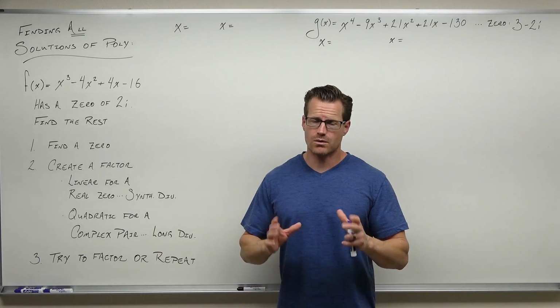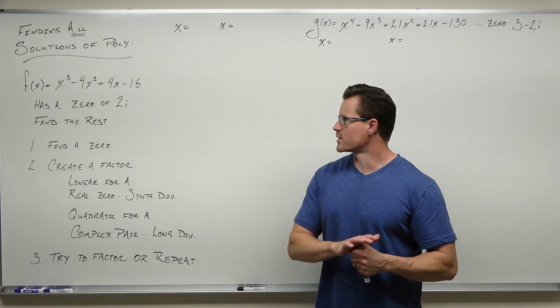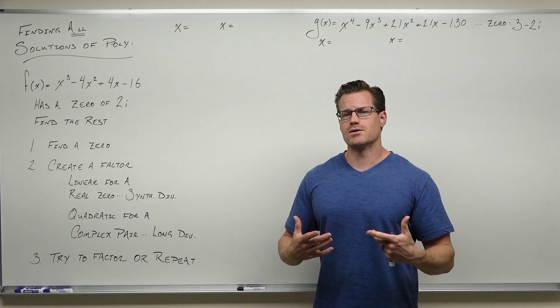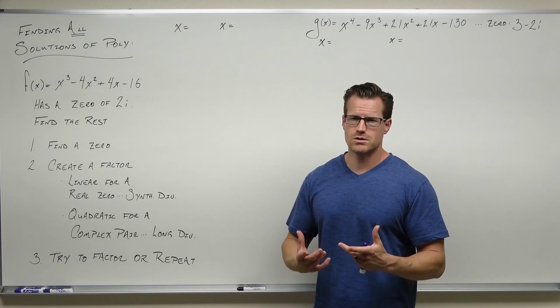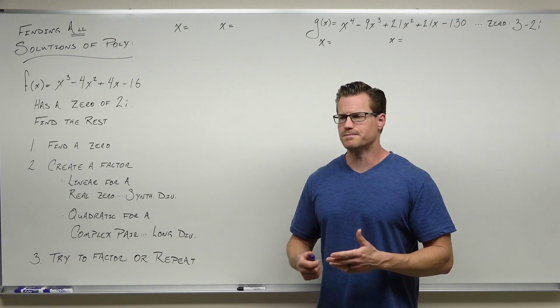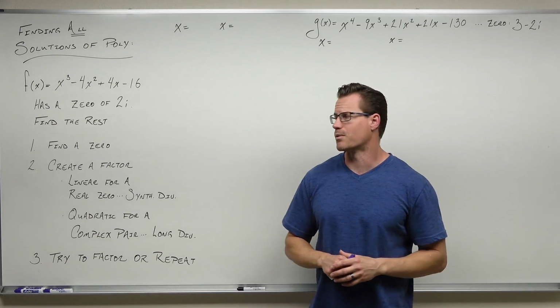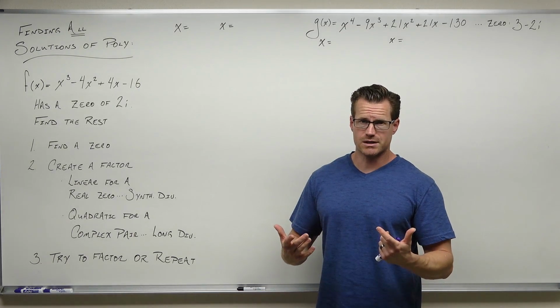So we're going to start right away with this example, x cubed minus 4x squared plus 4x minus 16. I'm going to tell you that it has a zero of 2i, or a complex solution of 2i. Of course, it'd be 0 plus 2i. That would be the real part plus the imaginary part. And we're going to find the rest of them.